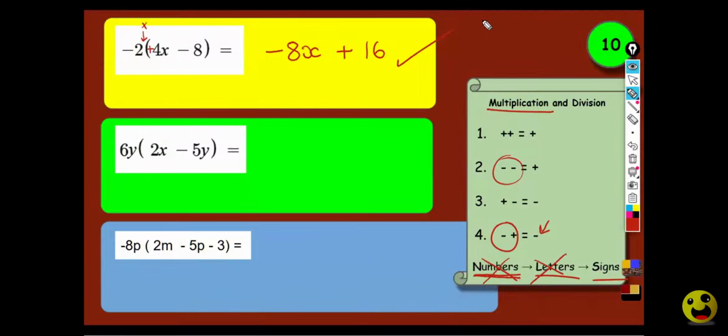Don't worry. At the end of the day, we're just doing the numbers first. Then we're handling the letters, sorry, and then we're handling the signs. Numbers, then letters, and then signs. We're just treating everybody fairly in the brackets. Okay? If you didn't catch your first one, don't worry, don't worry. We have a next one to do.